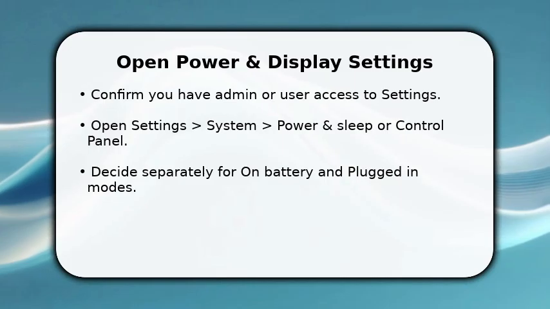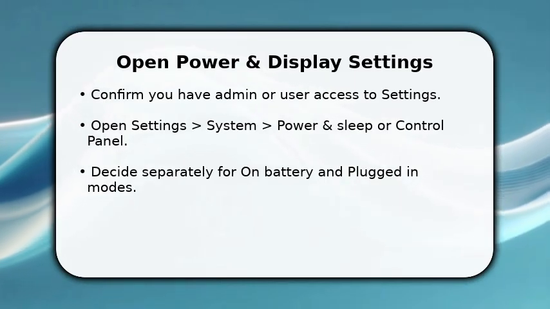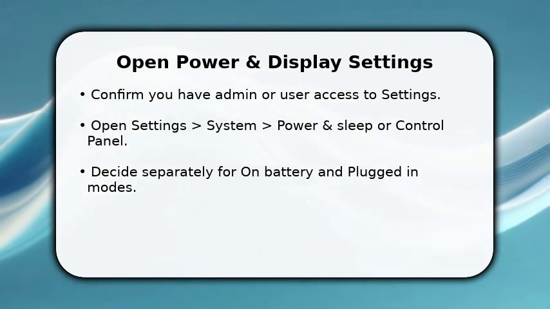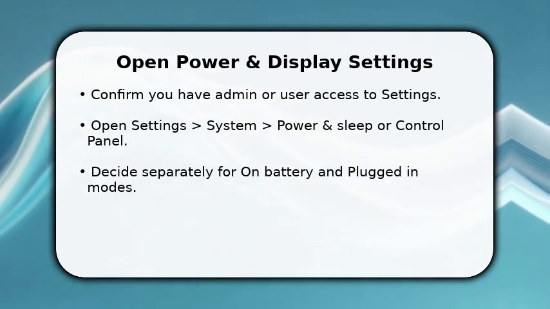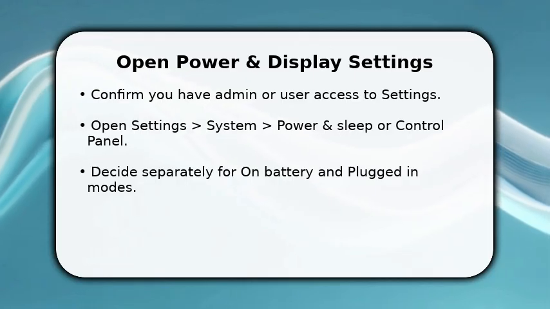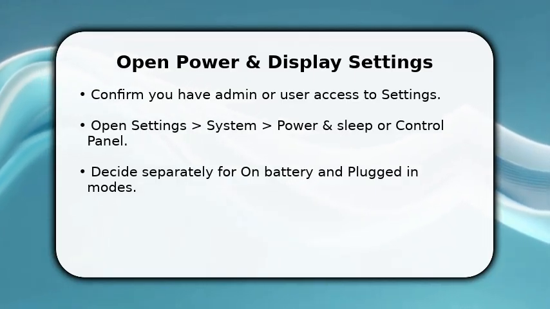You're starting in the Settings app. This saves time. First, open Settings, go to System, then Power and Sleep. If you prefer Control Panel, open Power options there. Make sure you know whether you want different behavior when on battery versus plugged in.